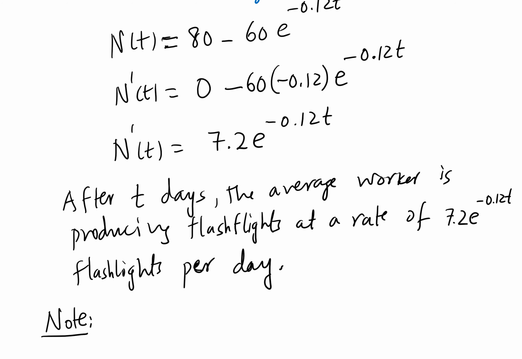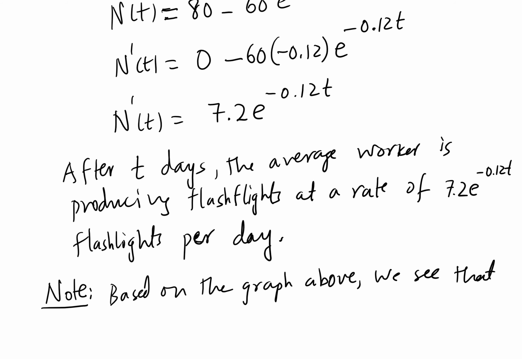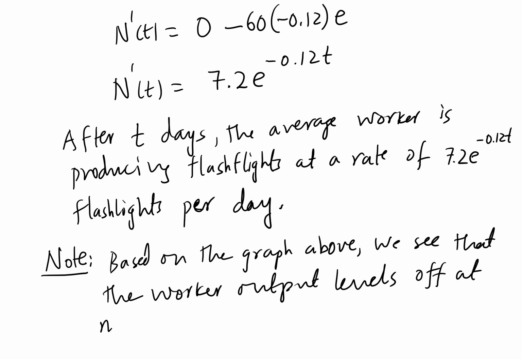Note, based on the graph above, we see that the worker output levels off at no more than 80 flashlights produced per day.